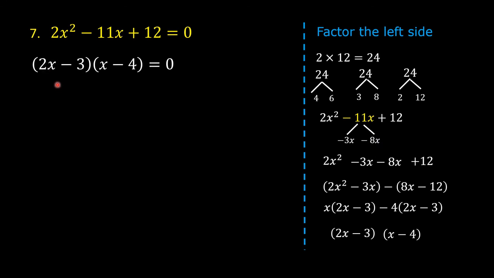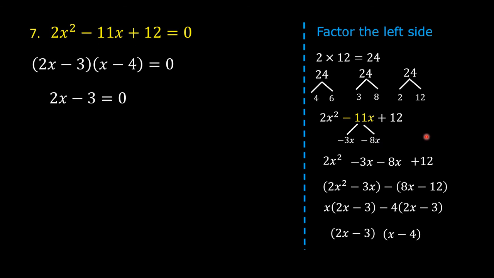Let us check if the factors are correct. First term times first term. 2x times x is 2x squared. And then outer terms, 2x times negative 4, negative 8x. And then the inner terms, negative 3 times x, negative 3x. Add them together, we get negative 11x. And then last terms, negative 3 times negative 4 is positive 12. So correct.